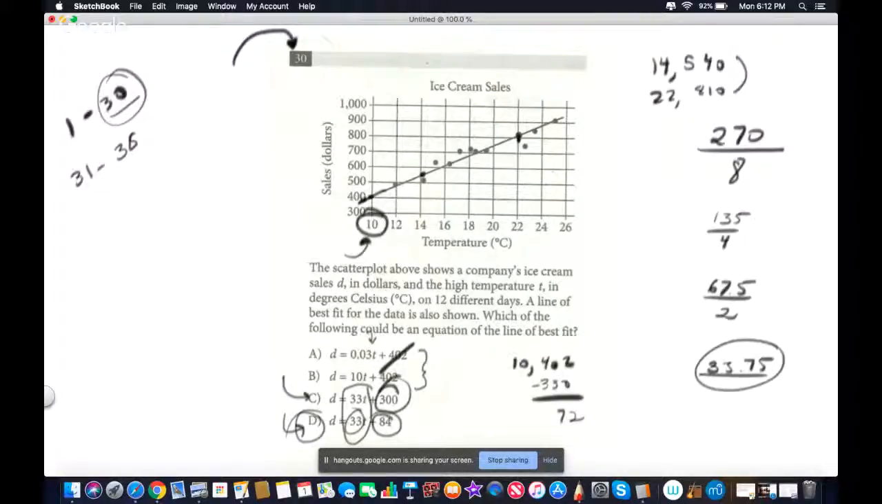I could also put this into an equation. I know what my slope is now, right? It's 33. So I could say something like D equals 33T plus B. And I could put the values I've already used, maybe 540 equals 33 times the T value of 14 plus B. And I could solve, I'd end up getting 84, which is the right answer.